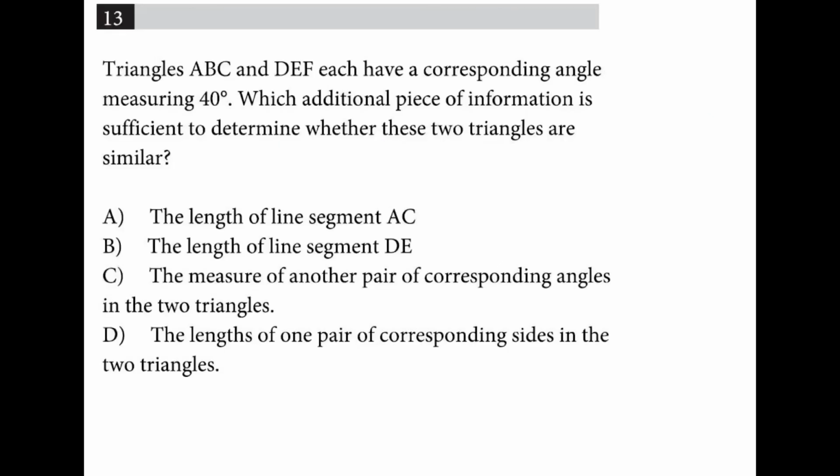Triangles ABC and DEF each have a corresponding angle measuring 40. What else do we need to know to determine that the triangles are similar? Well, as long as you know that at least one more pair of corresponding angles is the same, then you can conclude that all three are the same and that the triangles are similar. The side lengths would just have to be proportional, and we would have to know all three. So if we're sticking with angles, we need to know at least two corresponding angles are congruent.